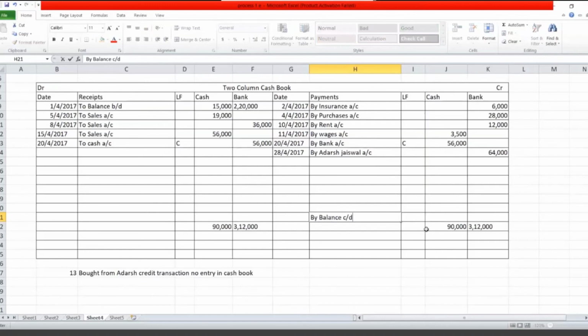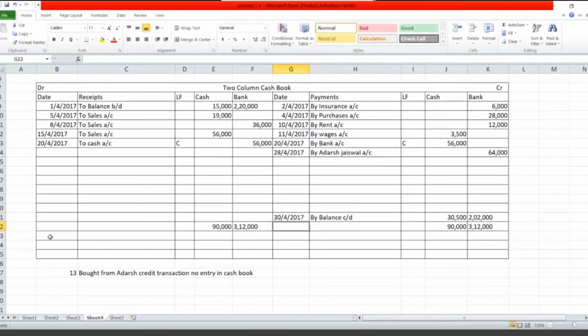Now how to find out the balance? 90,000 minus what is the total of these two? 59,500. How much you will get? 30,500. Okay, and then here 3,12,000 minus what is the total of credit side? Then you will get 2,02,000. So these are the transactions. This is how you will be entering them in the two column cash book. So the balance is 30,500 and 2,02,000.